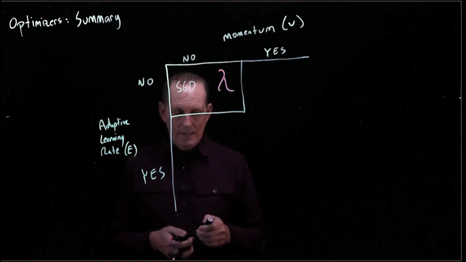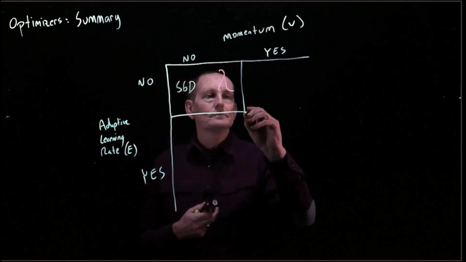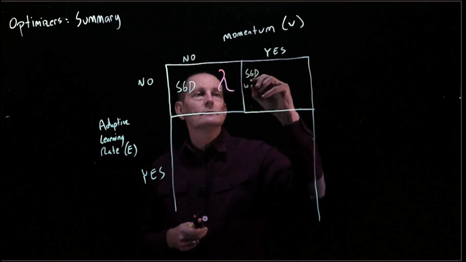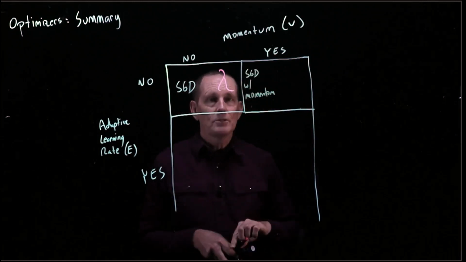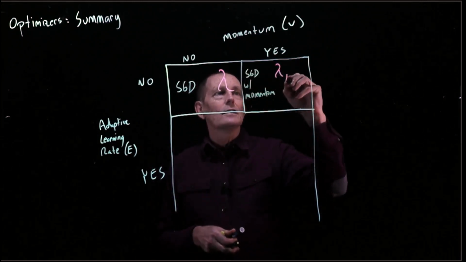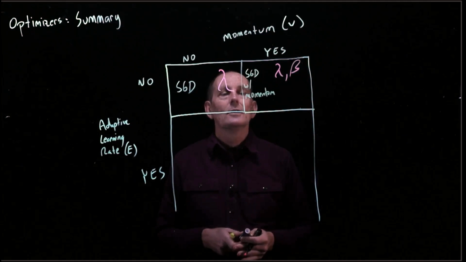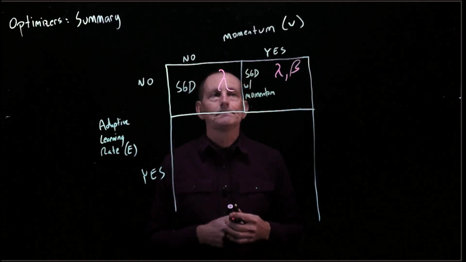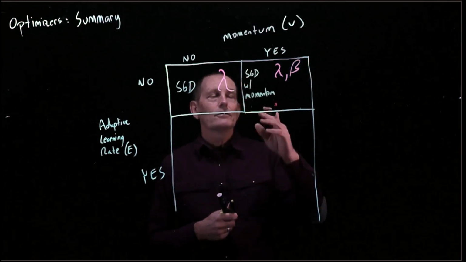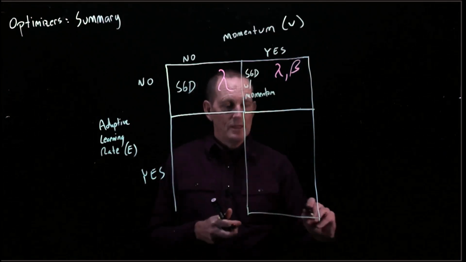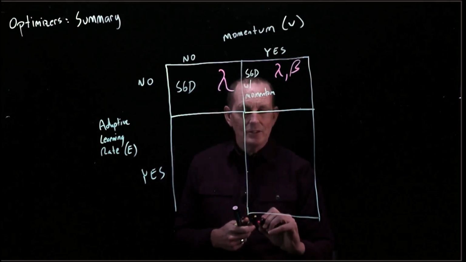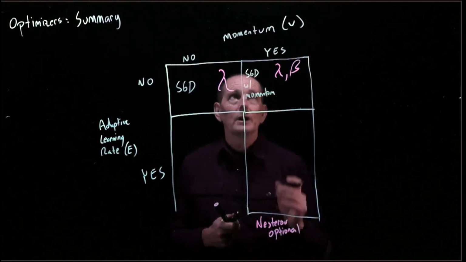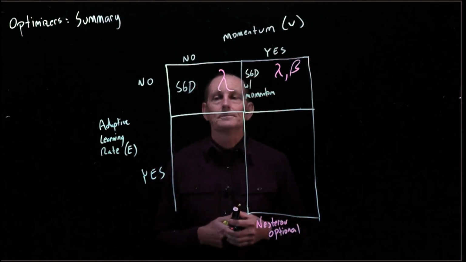If we go ahead and add in momentum, then we get SGD with momentum. In SGD with momentum, we have, again, our lambda, and we also have beta, which is basically how strong the momentum is. If we have momentum, then we can have Nesterov. That's optional, but it requires momentum.